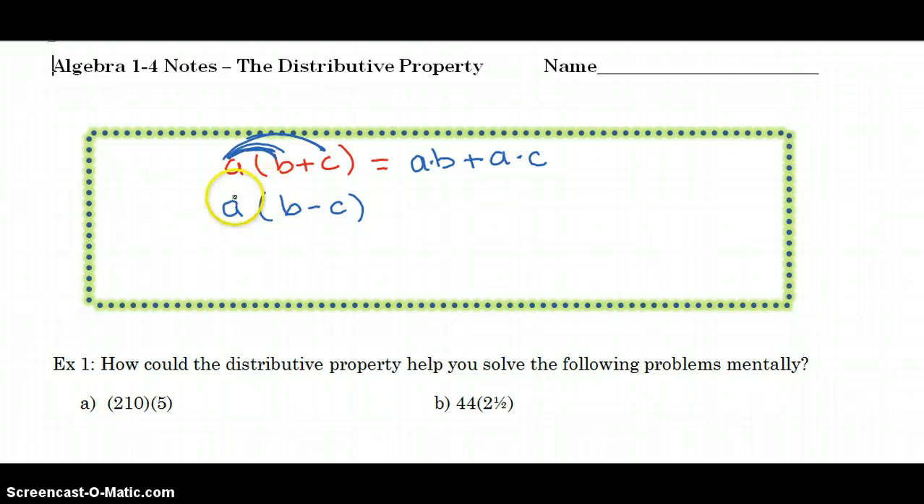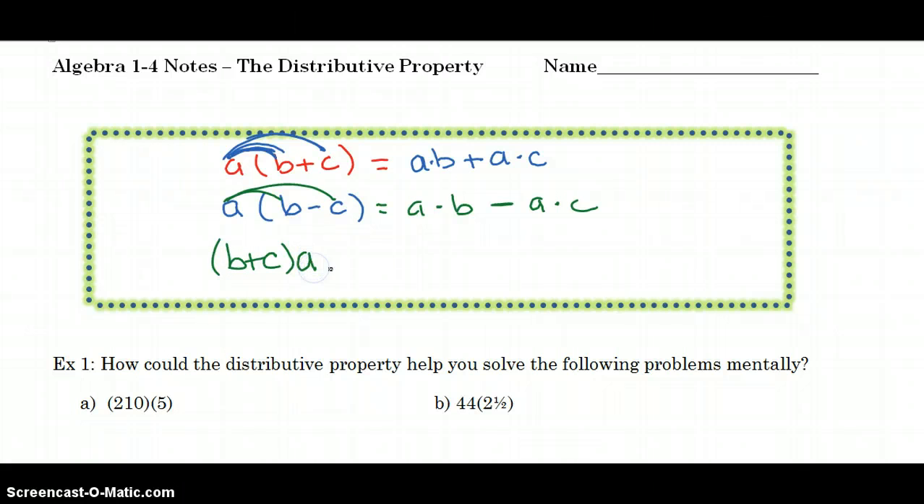So we'll change colors. Let's distribute our A times B minus, and then distribute the A times C. So the negative sign or the minus sign stays in the middle. Sometimes it's written in the opposite order. I guess I could leave it green, where you have the B plus C first and the A at the end. It still is distributed, but you're distributing it backwards.